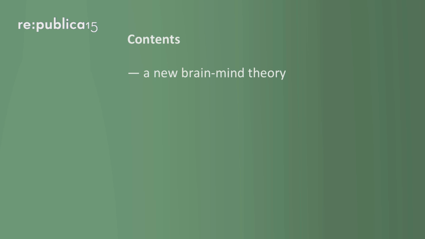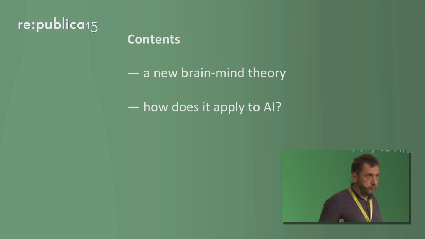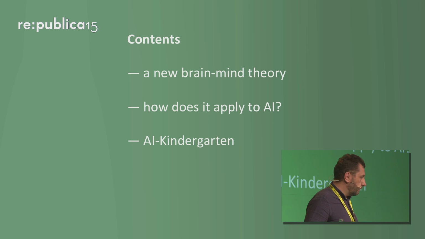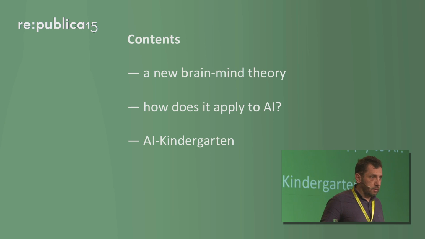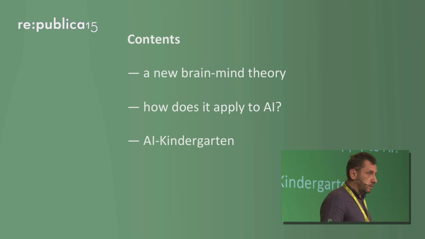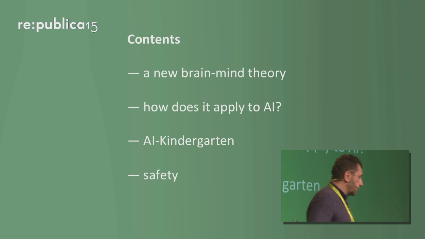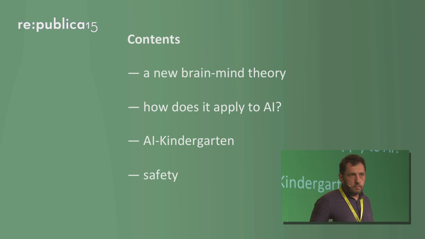I will tell you about a new brain-mind theory that has been recently developed. I will tell you how this theory applies to artificial intelligence, or AI. I will tell you why we need something like a kindergarten in which we will play with the robots in order to develop such intelligence. And then I will tell you something about safety.